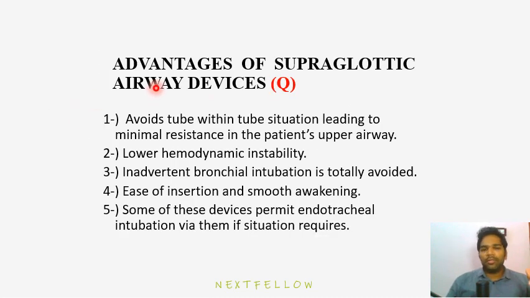Now again, continuing the advantages of supraglottic airway devices. It avoids the tube within a tube situation, leading to minimal resistance in the patient's upper airway. In an endotracheal tube, you are putting a tube inside the trachea, which is also a tube. So that will cause more resistance for the patient to breathe. But here, nothing like that.